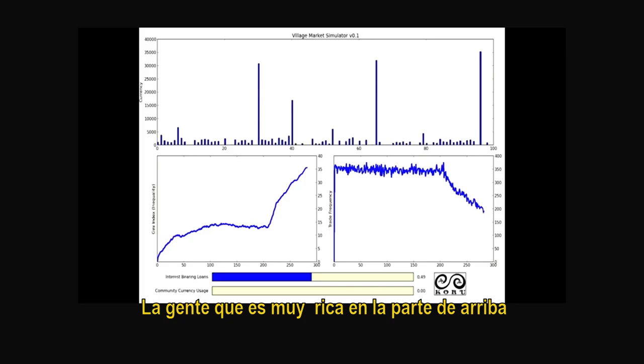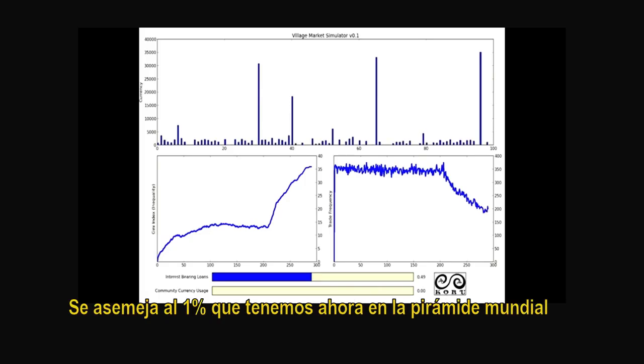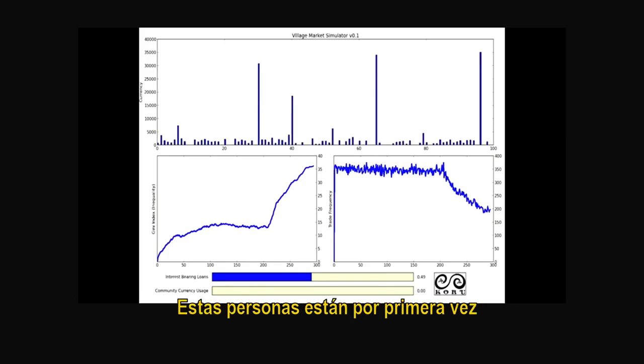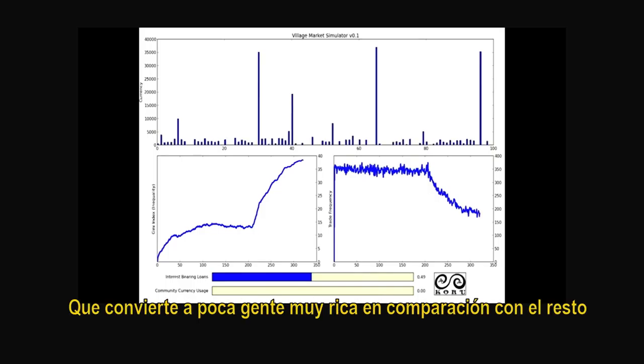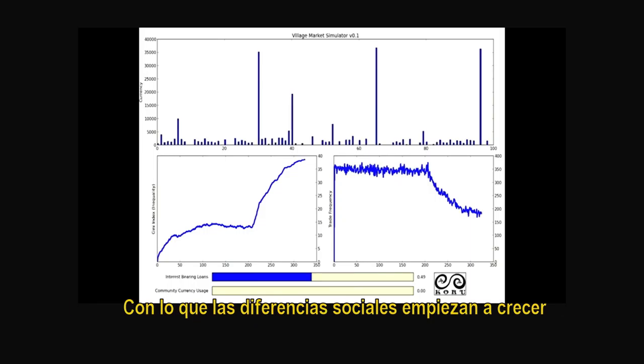So these very, very wealthy people now on top are sort of like your 1% that you would see today. Those people are now, for the very first time, able to make money off of their own money. So that's the innovation that came about with interest-bearing loans, and it makes very few people very, very rich. So your inequality starts to climb. In the bottom left you can see the inequality growing and growing to about the level of something like South Africa today. Sorry, South Africans.